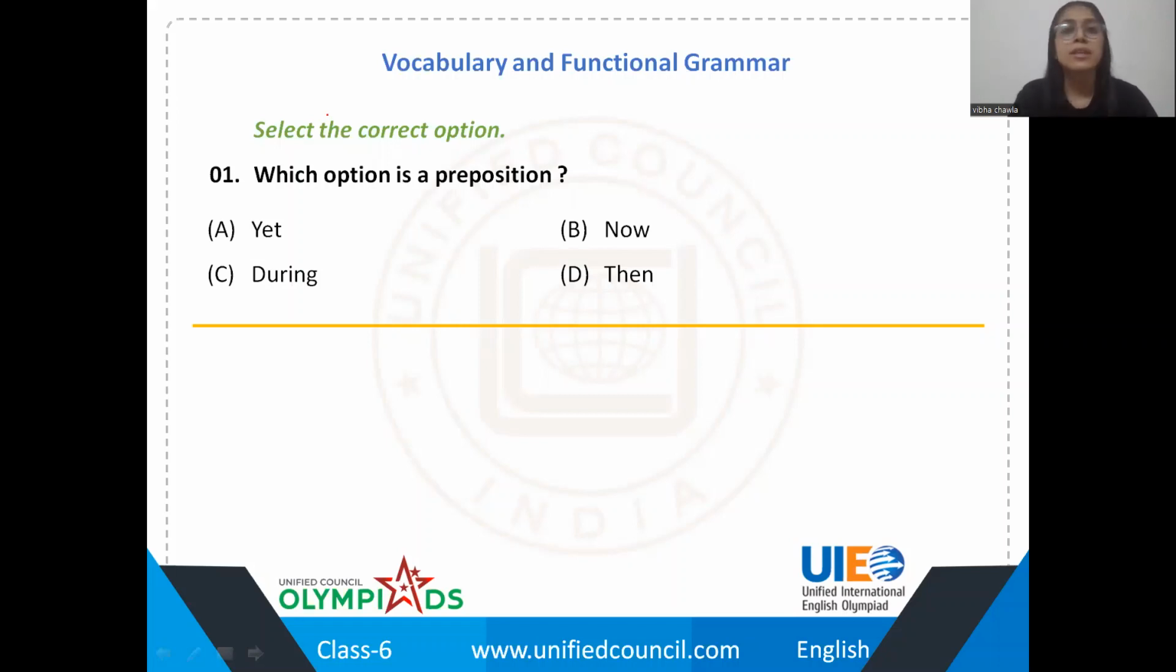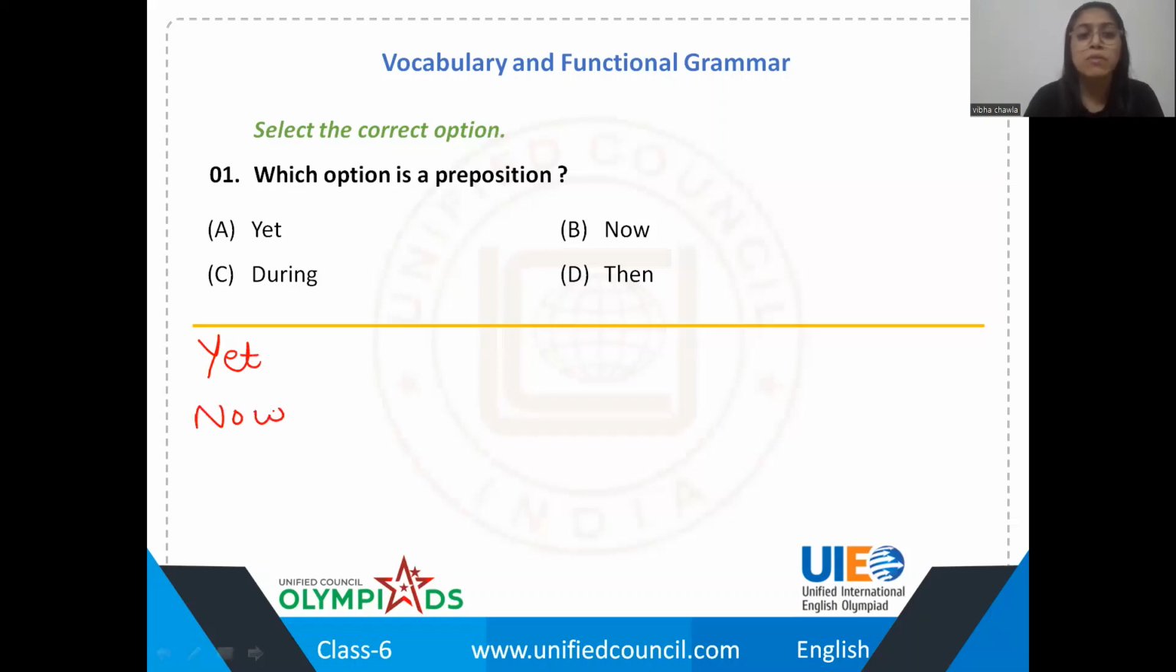Today we are going to discuss some questions from English language for your Unified International English Olympiad exam. So let's start with the very first question. First one is, which option is a preposition? So you have four words given over here and you have to tell which of the following is a preposition. So let's talk about all the options one by one.